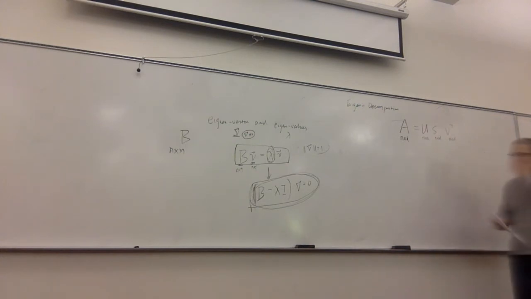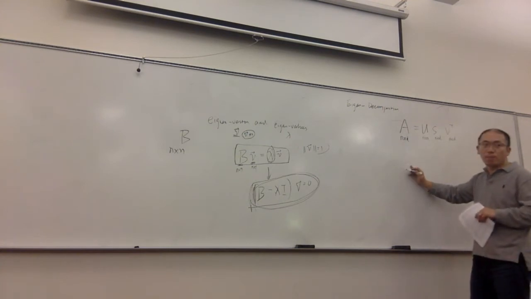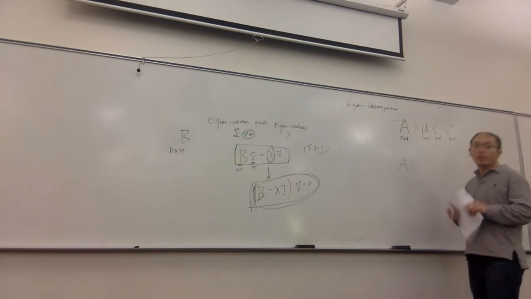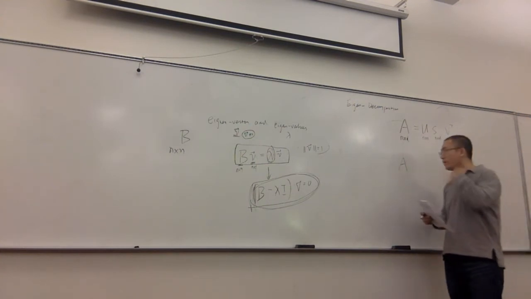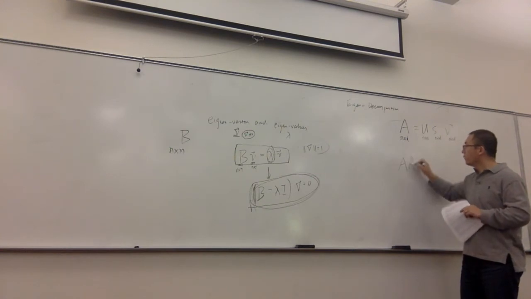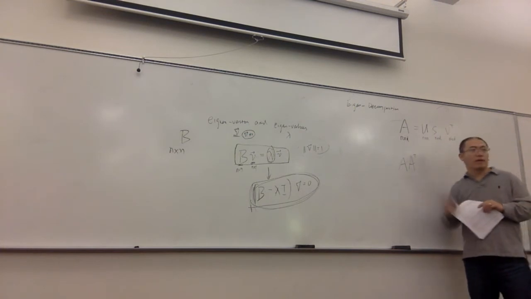So we can take a look, and let us try to construct a square matrix. We can construct a square matrix in two ways. First, we can multiply A with A transpose. Now, what's the size of A transpose?